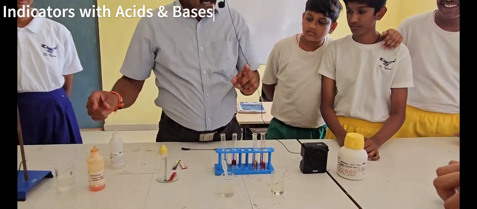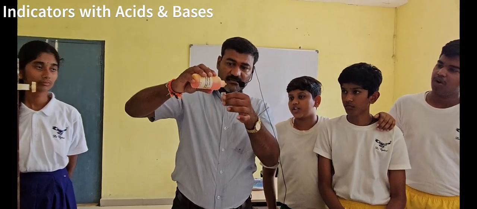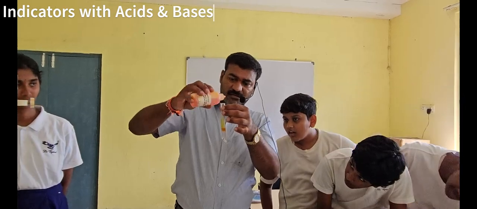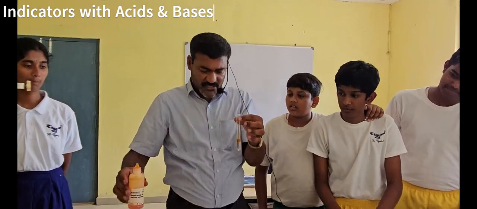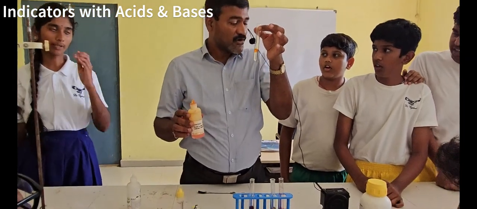But methyl orange, in acid it turned to red. But the same methyl orange with base remains orange. In acid it will turn to red, but with base it remains orange.